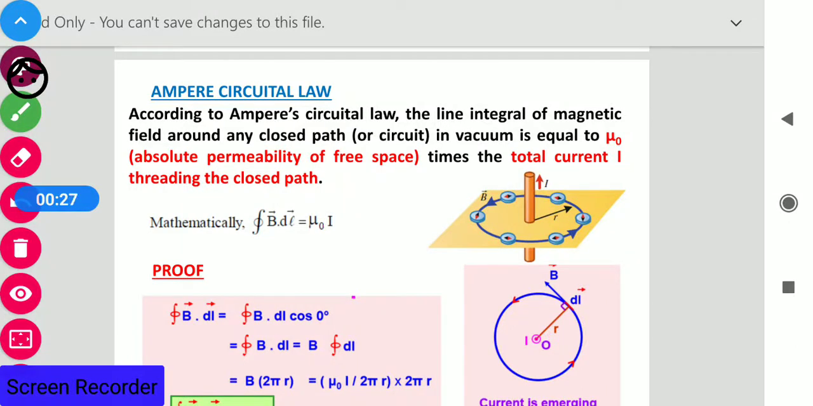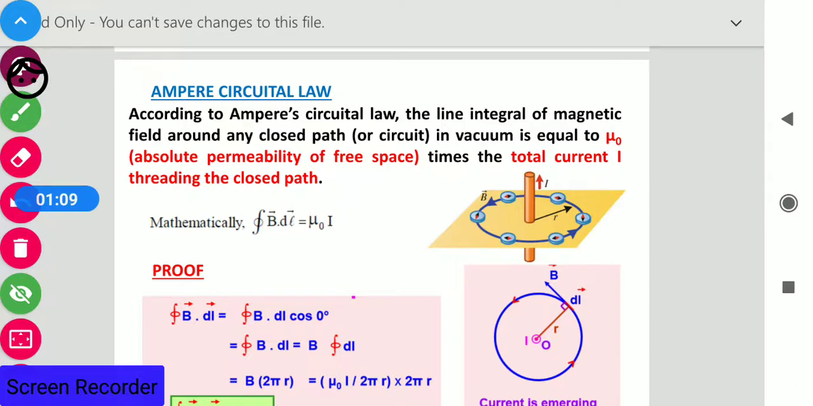Now, according to Ampere Circuital Law, the line integral of the magnetic field around any closed path or circle in vacuum is equal to mu naught times the total current I threading the closed path. Threading means the current passing through the wire. Mathematically, we write the integral of B dot dl is equal to mu naught I. So this is the Ampere Circuital Law.